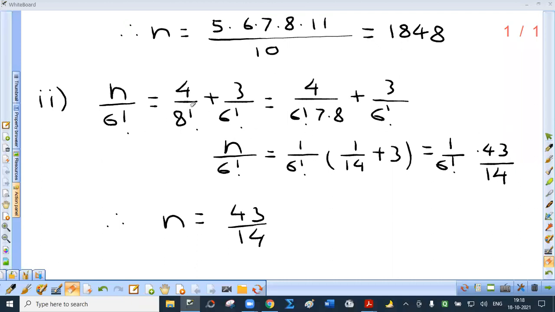Second, n upon 6 factorial is 4 upon 8 factorial plus 3 upon 6 factorial. Now 8 factorial is 6 factorial into 7 into 8. Take 1 upon 6 factorial common and then it gets cancelled with this 6 factorial. So what remains in bracket is 4 upon 56, that is 1 by 14 plus 3. LCM 14. So 1 plus 42, that is 43 upon 14. This is already cancelled. So what is n? 43 by 14. So that's it for today.